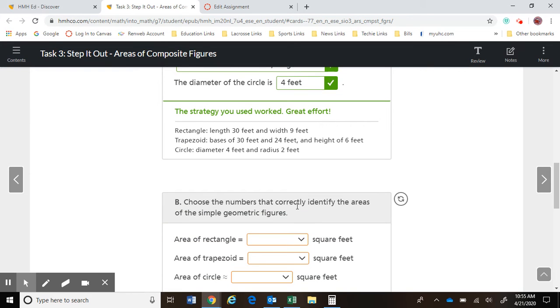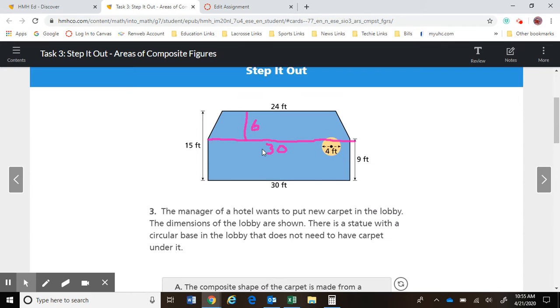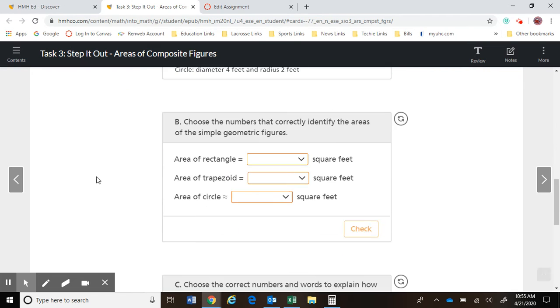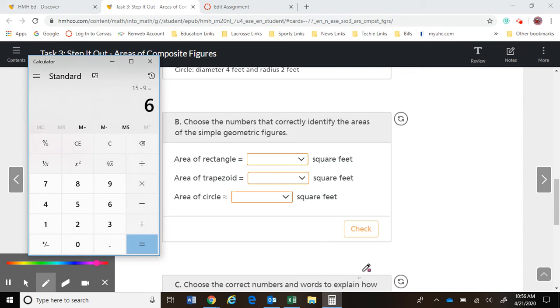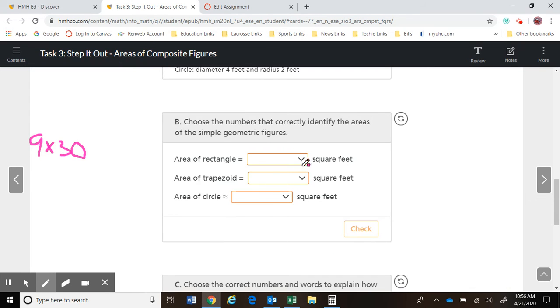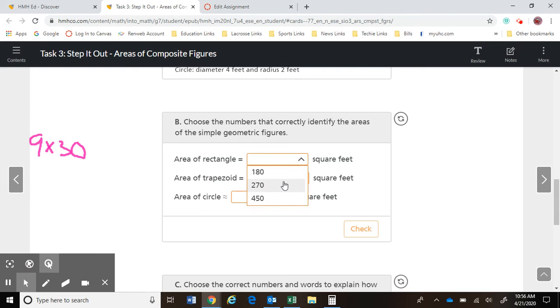Now we need to find the area of these particular shapes. The area of the rectangle: we know what to multiply here. We've got 9 and we've got 30. So 9 times 30 is going to give us 270. Just double check: 9 times 30, that's 270. Go and punch that in.